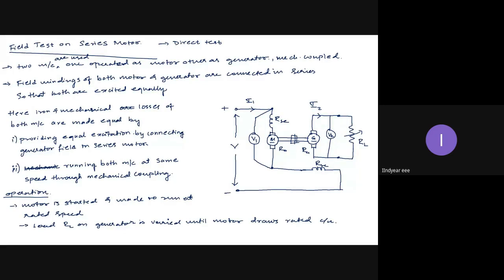So please remember one thing. The field winding of the generator is only connected in series. It is not removed from the generator outside. If I connect field supply in parallel with armature, that will become self-excited. If I connect field supply to the external source, that will become separately excited. Separately excited doesn't mean the field winding is outside the generator. You should not think like that.